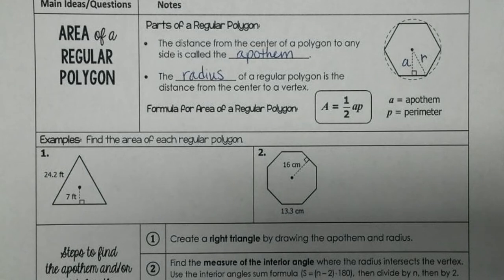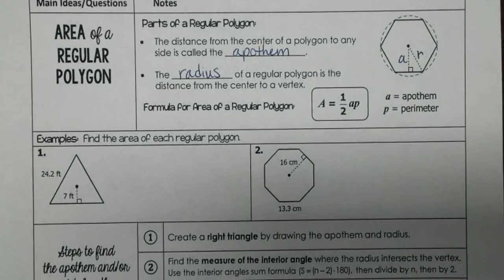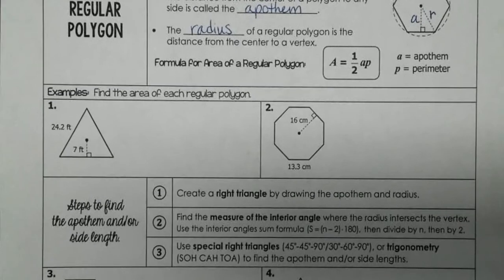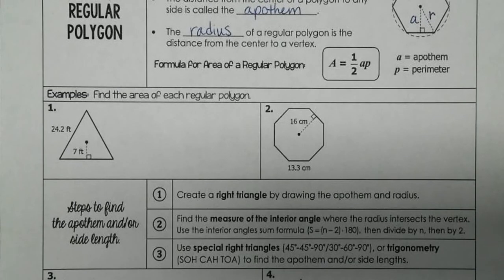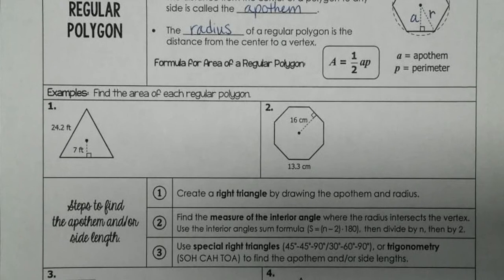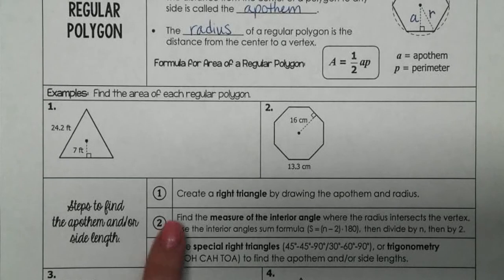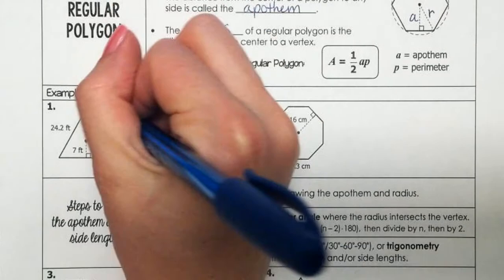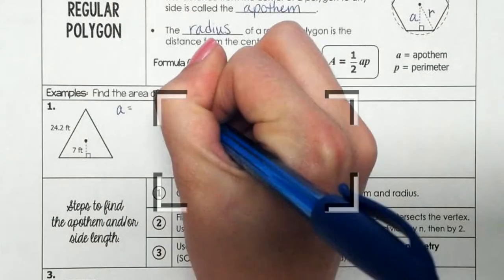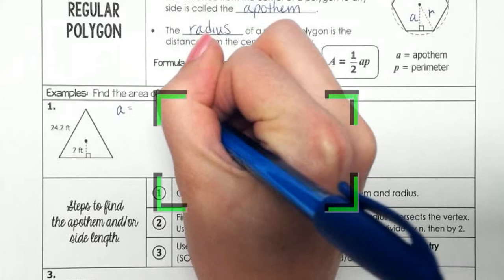So let's look at the first couple of examples. It gives us all the information that we need, so these are the most easy examples that you're going to be given. You're not going to be given a lot of these though, unfortunately. So in number one, we need two things. We need the apothem, and we need the perimeter to find the area.